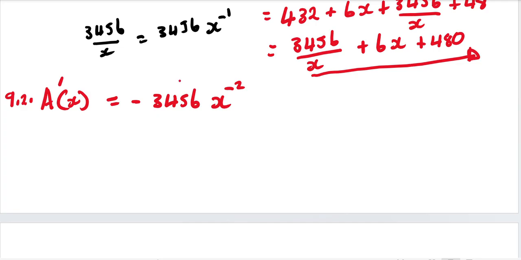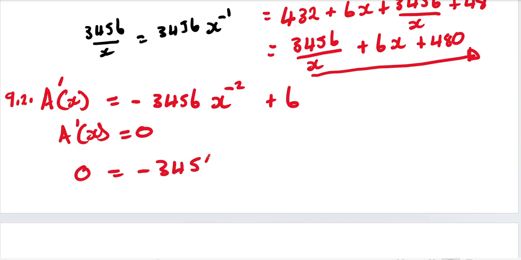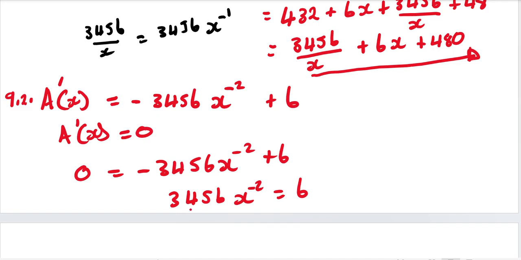Do you get me, guys? So let's derive this. Plus 6. And then the derivative of A of x is equal to 0. And then here we put 0 equals negative 3456 x to the power minus 2 plus 6. And then we're going to transpose this to the other side. It will be positive 3456 x to the power minus 2 is equal to 6.